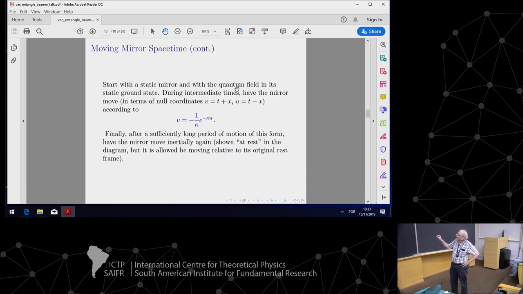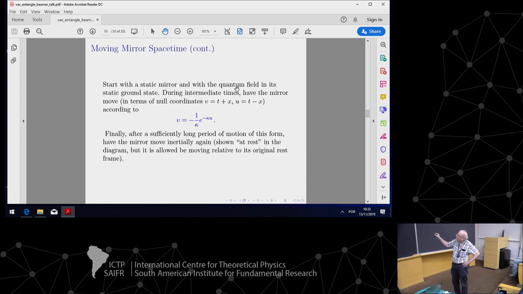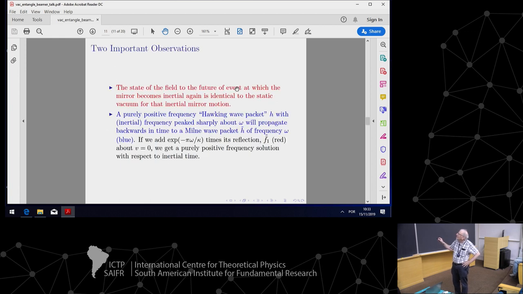The mirror trajectory here is chosen so that when it bounces off the mirror, going backward in time, it'll get very highly blue shifted, bouncing off this mirror that's moving at near the speed of light because it's following this trajectory, and it started more than kappa ago accelerating like that, so it's moving fast to the left following this trajectory, which will highly blue shift.